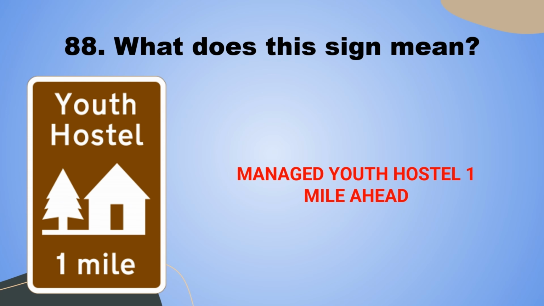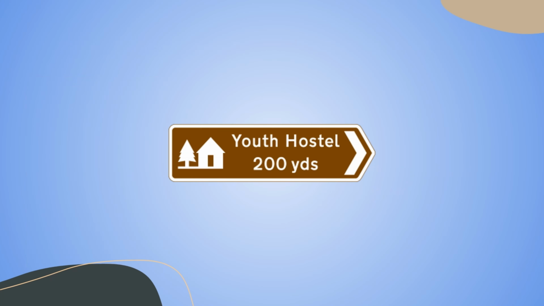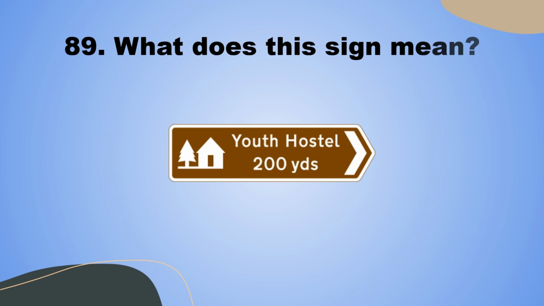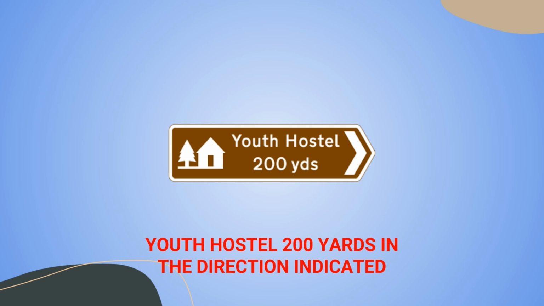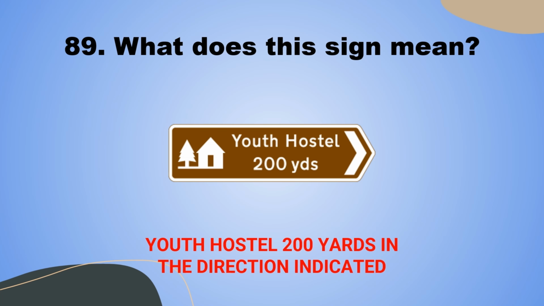So this is what this sign means, and let's have a look at the next sign, which will be similar to this one, but obviously with a different meaning. So what does this sign mean? Youth hostel, 200 yards in the direction indicated. So the youth hostel will be 200 yards on the right.